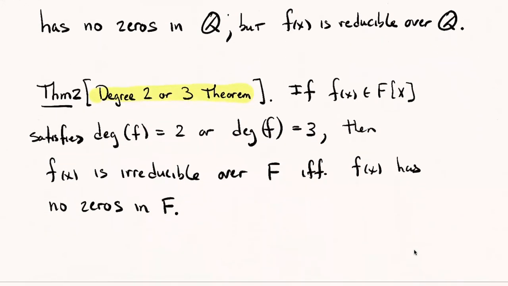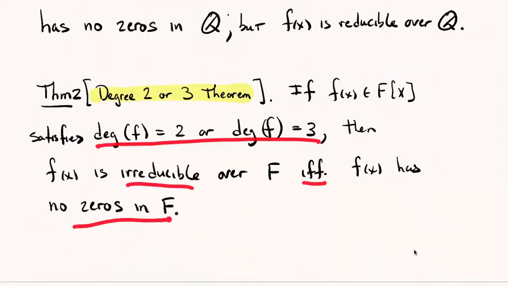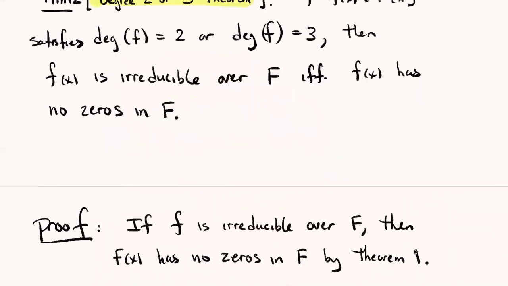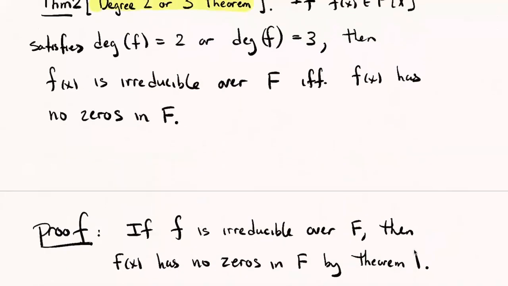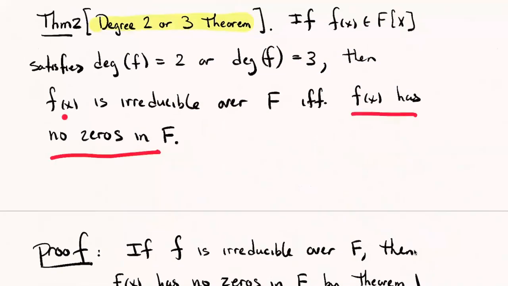All right, so here's the statement. If you have a polynomial f over this field F, and its degree is either 2 or 3, then it's irreducible if and only if it has no zeros. Okay, that's what the theorem says. We don't have to prove both directions of this because by theorem 1, if f is irreducible, it has no zeros. It doesn't depend on the degree. So we can just use theorem 1 to prove that. So we need the converse. We have to prove that if f has no zeros, then it's irreducible.